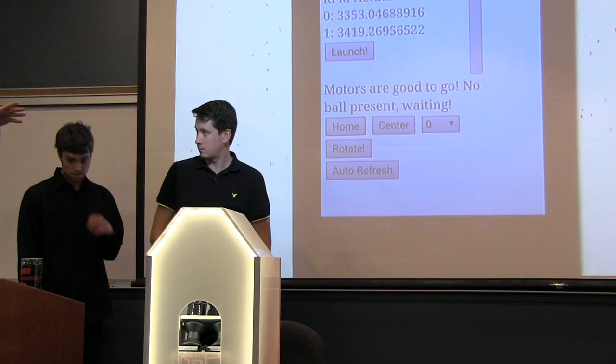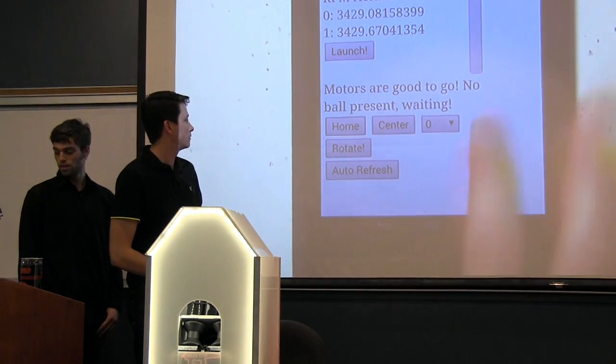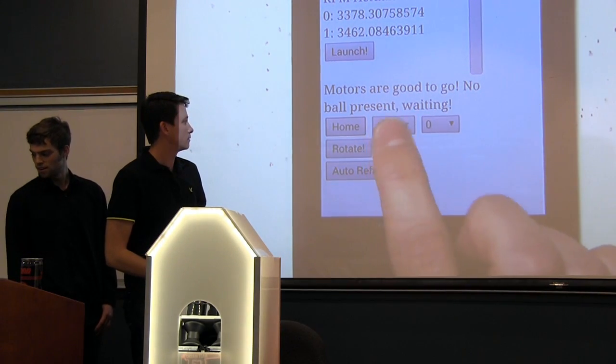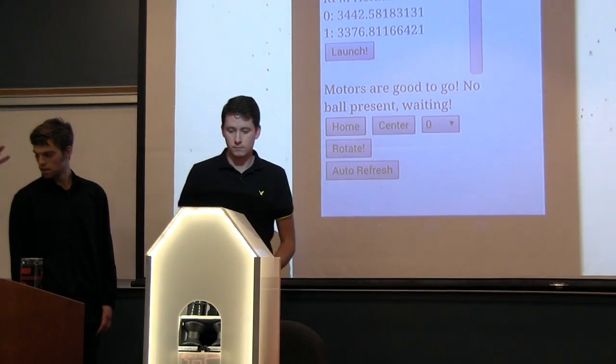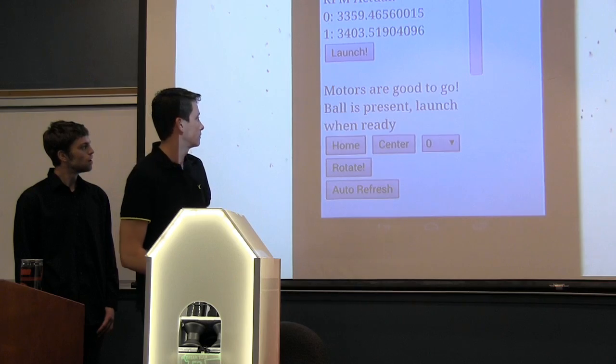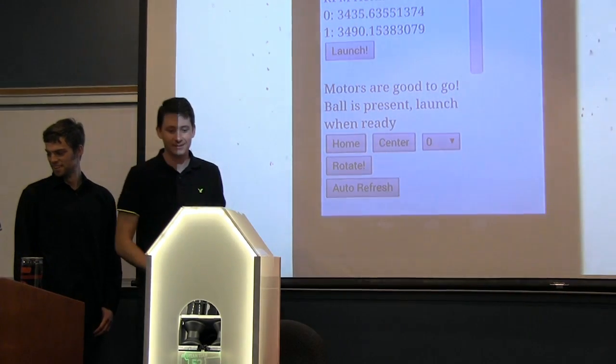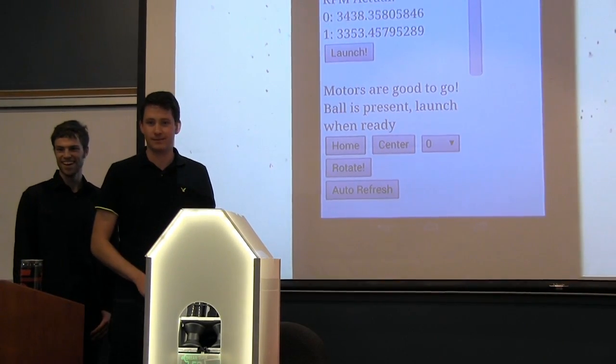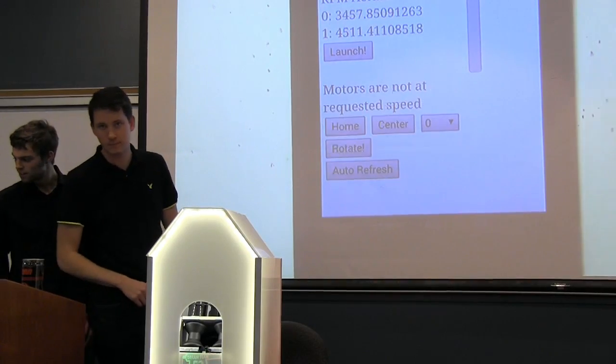You can notice that our RPMs are there, so it's saying motors are good to go, no ball presently. So it's ready for a ball to be put in the machine so we can launch it. Once it says motors are good to go, ball is present, launch ready, the light will turn green once everything's good.